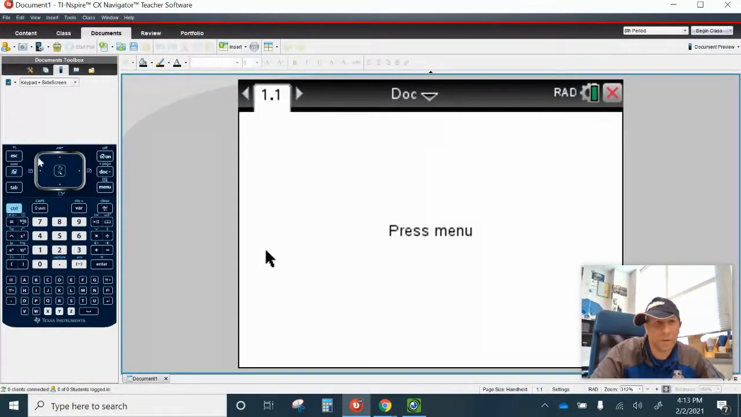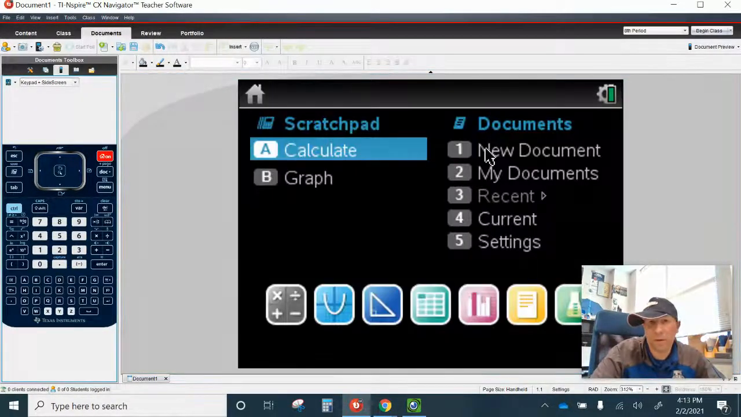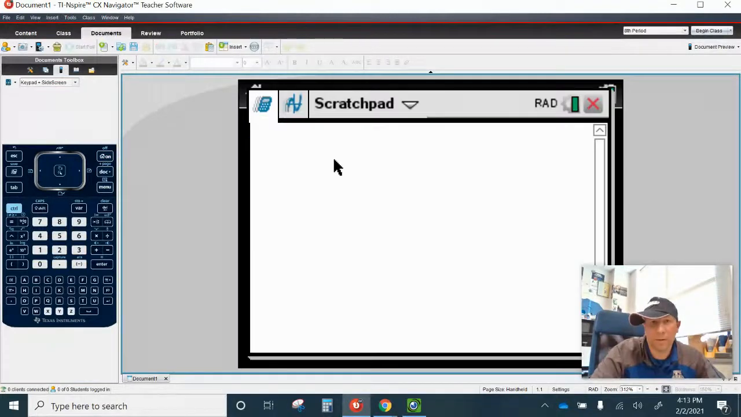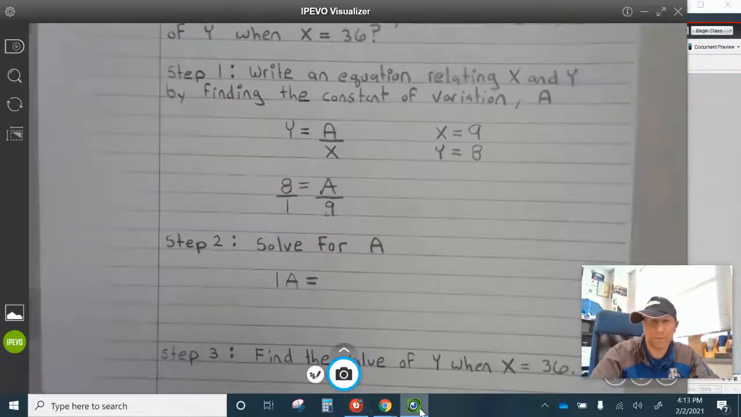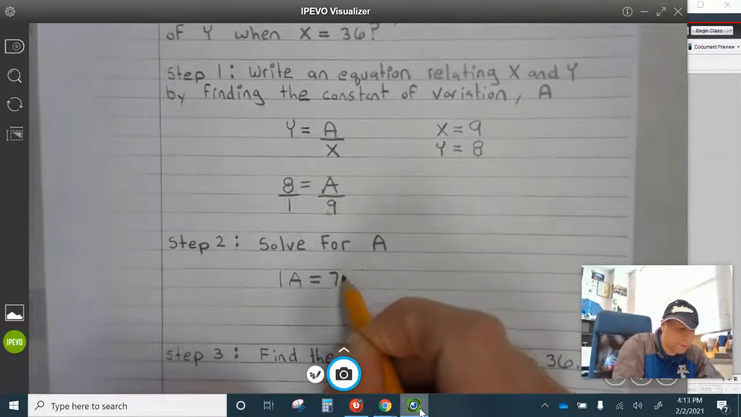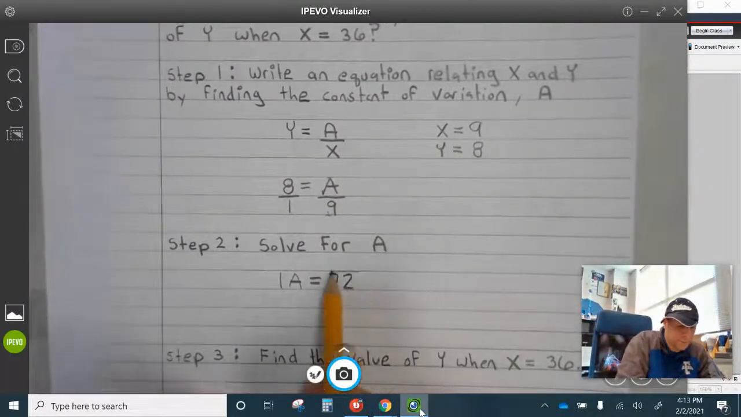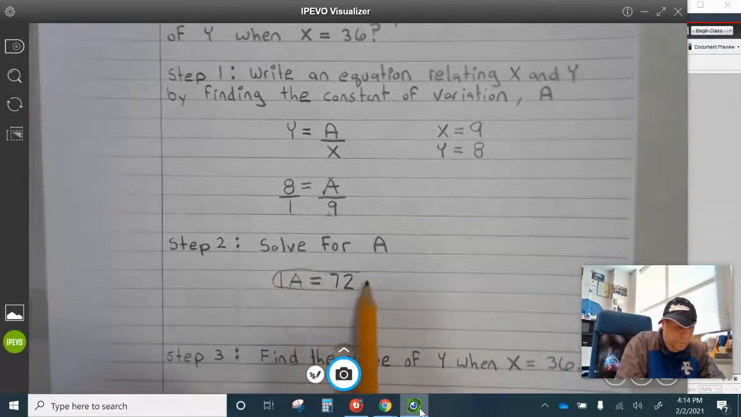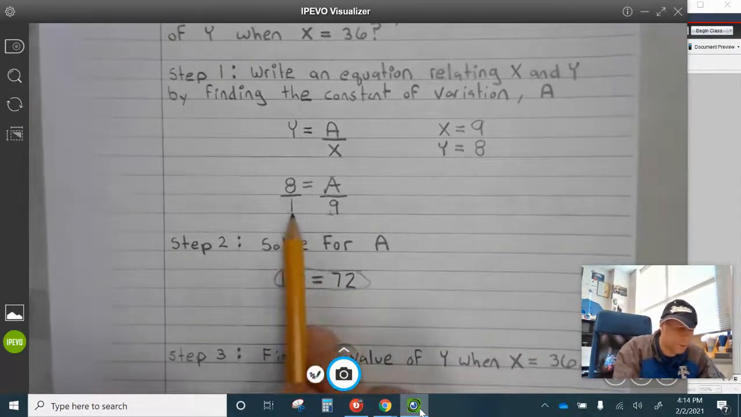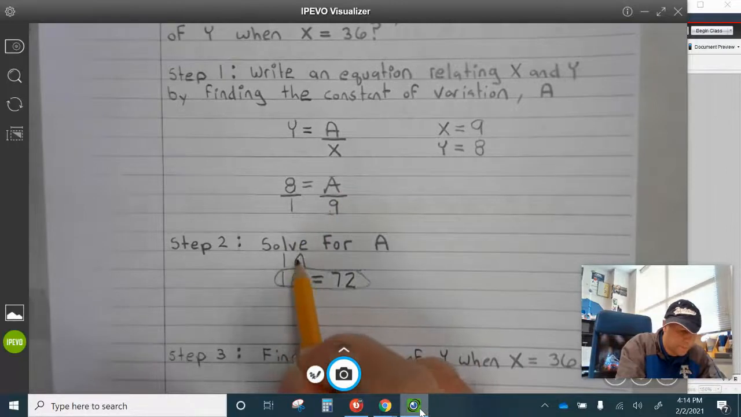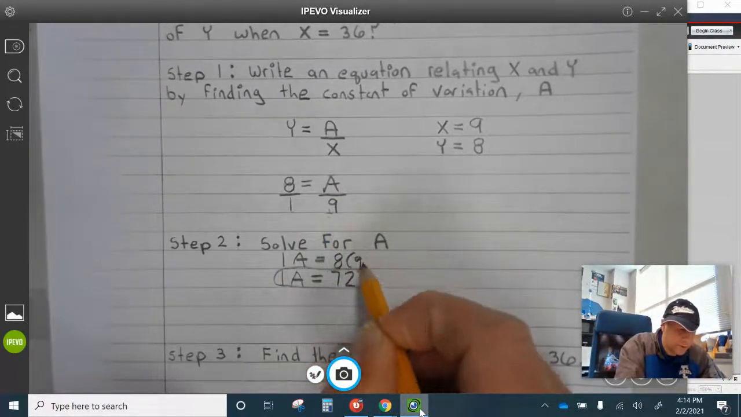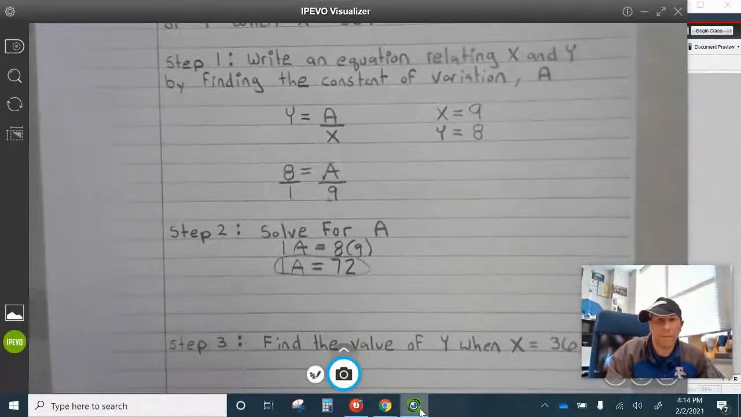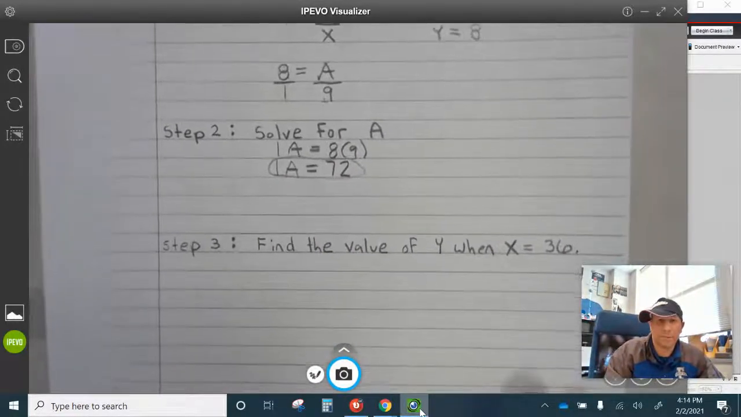So 1 times a is 1a equals 8 times 9, and we can use our calculator. So 8 times 9 is 72. So a equals 72. We got that. Let me go back and show the step. 1 times a equals 8 times 9. Okay. All right.